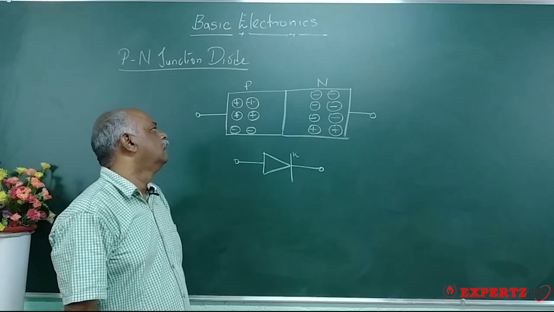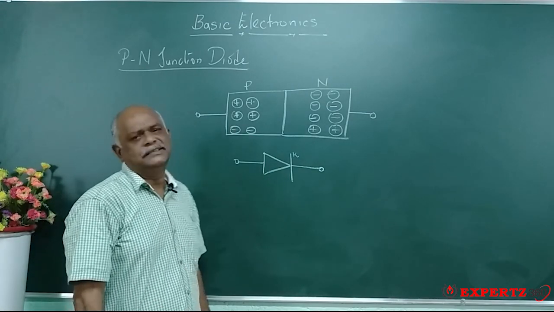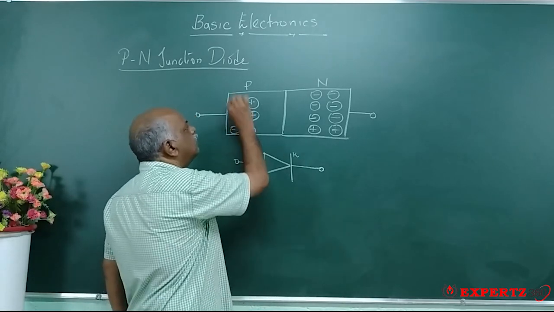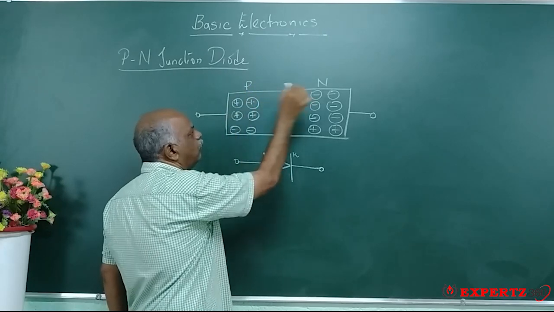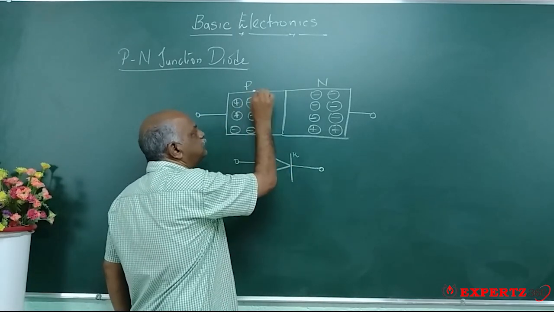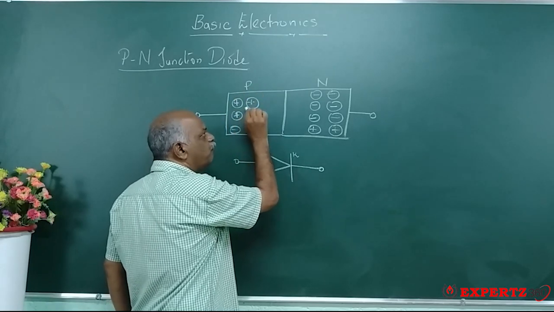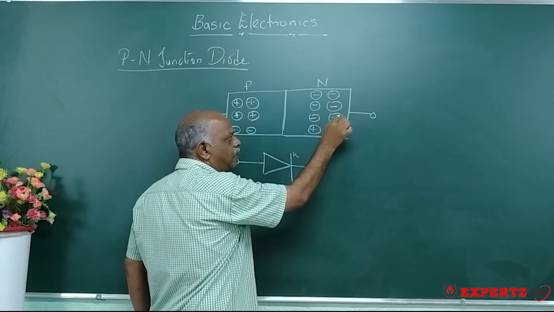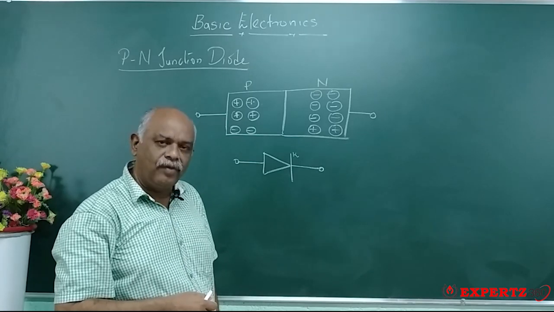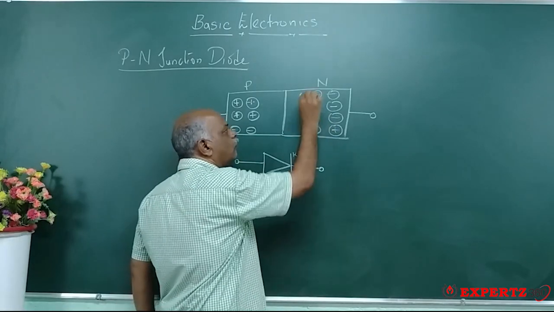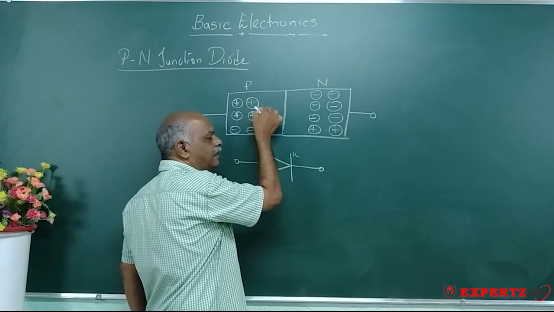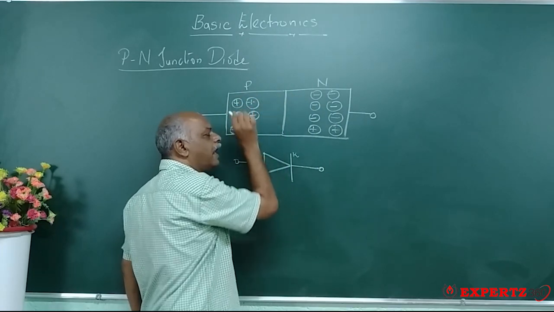Now, let us discuss what operations are going to happen when I fuse a p-type material with an n-type material. You see? Positive holes, negative electrons. Unlike charges attract. What happens is the majority carriers, the holes, diffuse into the n-type material, combine with the electrons and become neutral. Similarly, the majority carriers, the electrons, diffuse into the p-type material, combine with the holes and become neutral.